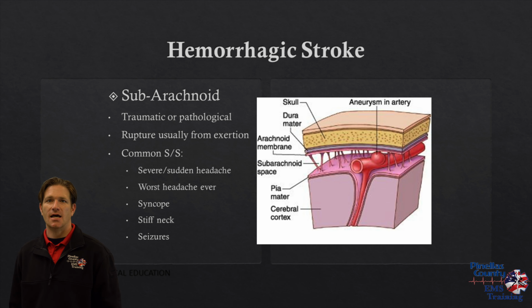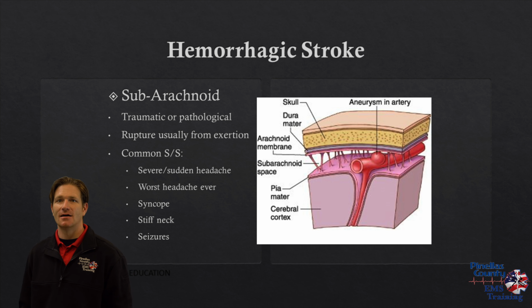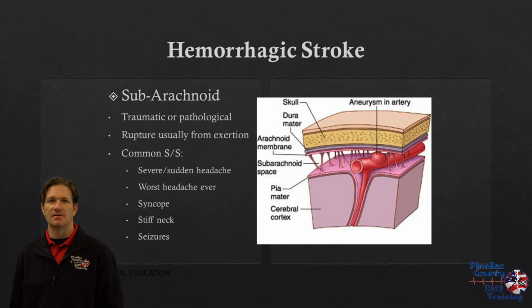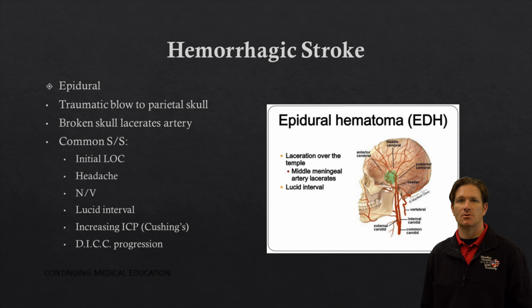Subarachnoid. This is the guy who was working out and started to strain and pop. This is a sudden worst headache of my life. They usually go downhill pretty fast, so early recognition of this type and getting off scene is your best course for this patient. Once they start seizing or becoming aggressive, they will probably show outward signs of herniation shortly after, so be prepared.